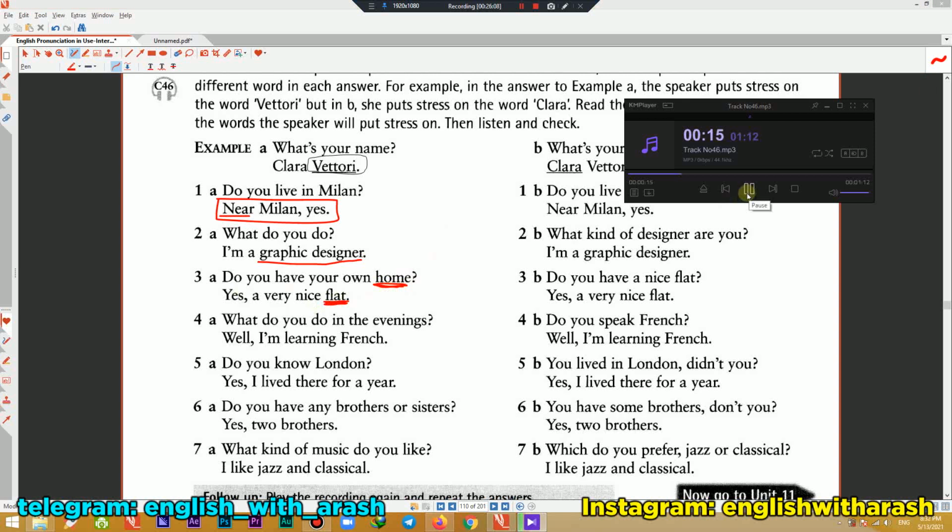Do you have your own home? Yes, a very nice flat. Because we want to say very nice, you can say that too. But when they ask home, some people live in a boat, so their home is their boat. Some people live in a beautiful house. So here it says you have a home, and she says, yes, a very nice flat. Flat means apartment. It's British. So when you say flat, you're exactly singling out that special type of home that you have.